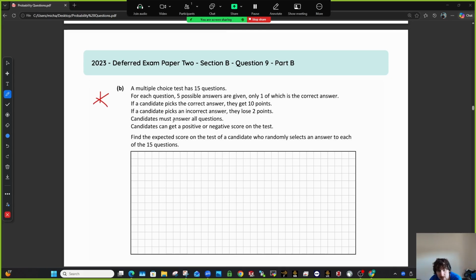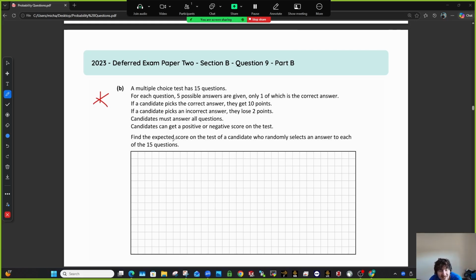So it's hard to know. That's just helping us solve the probability question, but whether or not that's a real life thing, forcing someone to guess if they don't know the answer, that wouldn't be appropriate. Candidates get a positive or negative score. Basically, you can get lower than 0, is what they're saying there.